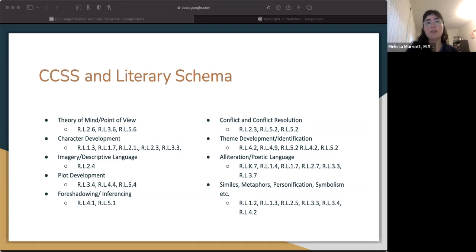So each of these, like RL 2.6, would be reading and literacy, second grade, standard 6, right? So that's how you would look these up if you're not familiar with Common Core already. And again, these are just some of the things that, it's certainly not an exhaustive list, but some of the things that you would find in the Common Core state standards that are expectations for students coming up through elementary school right now.